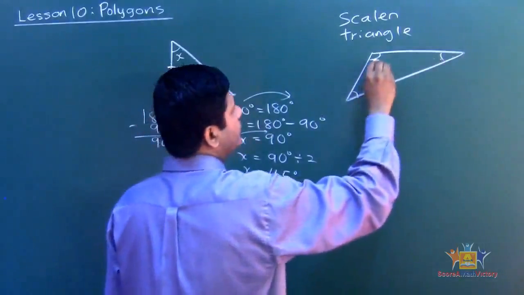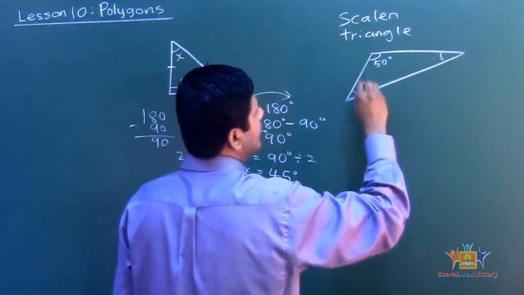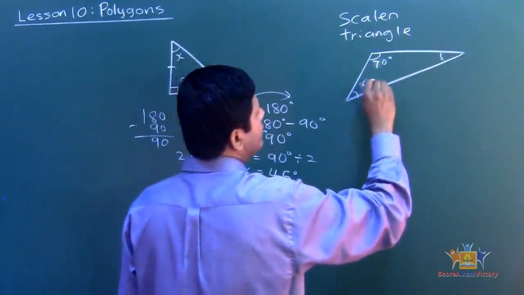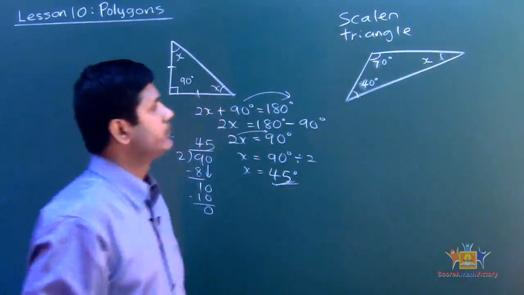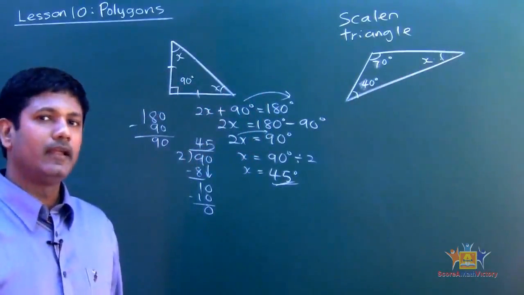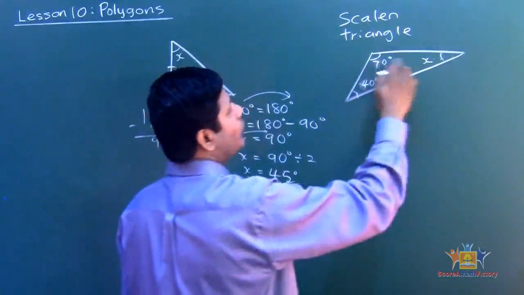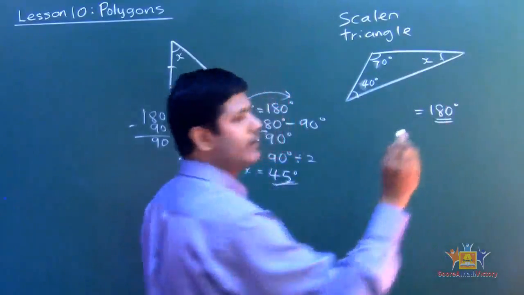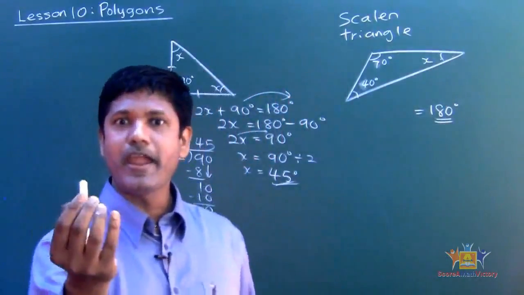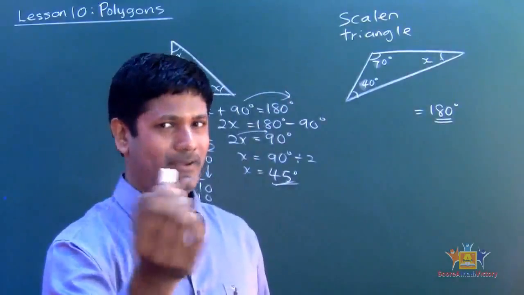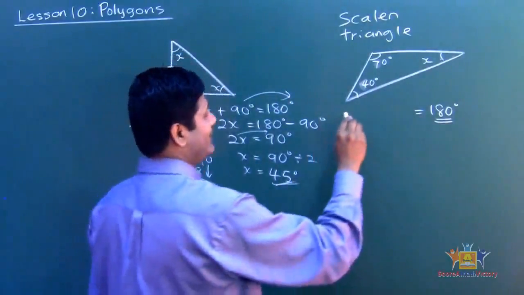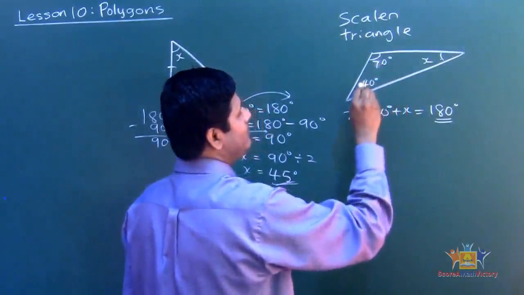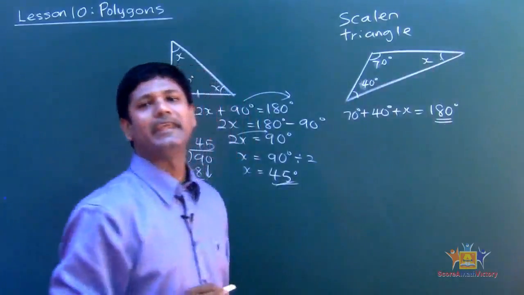Alright, so let's say for example this one is 70 degrees and this one is 40 degrees and I want to find x. How do I do that? It's easy, isn't it? Because you know that the total of these 3 is 180 degrees. That's the key right here. 180 degrees for a triangle is the key. Remember that. So 70 plus 40 plus x is 180.